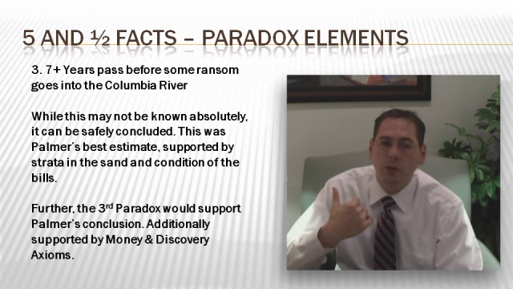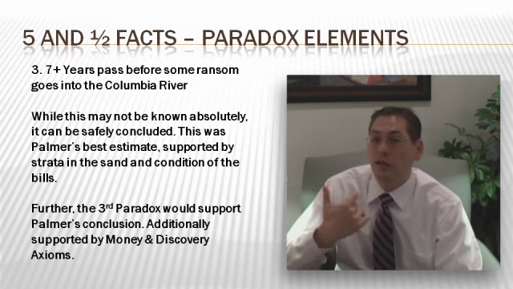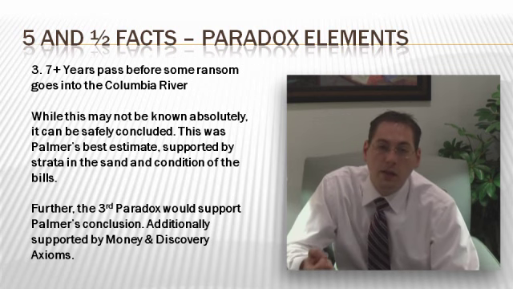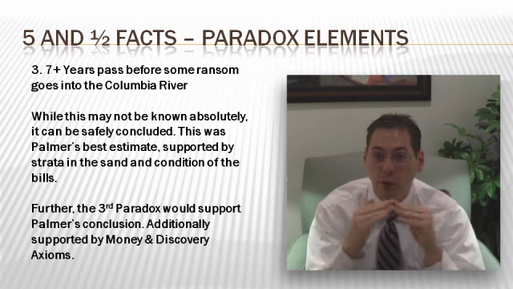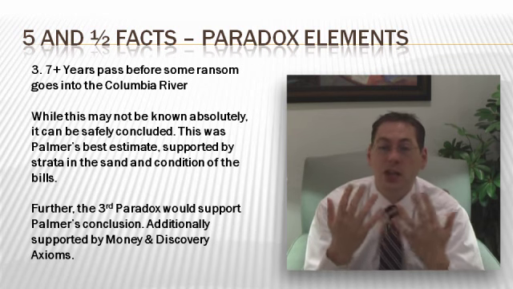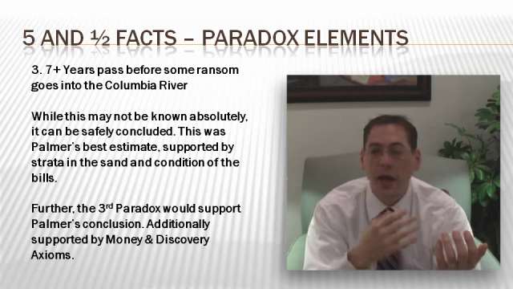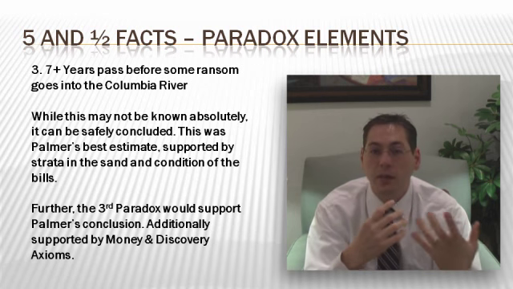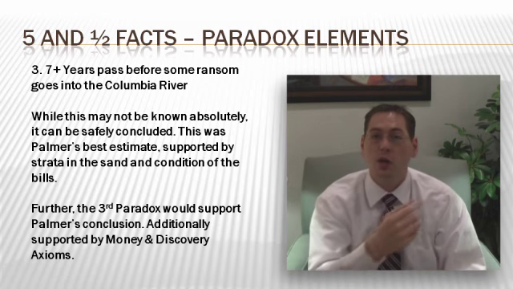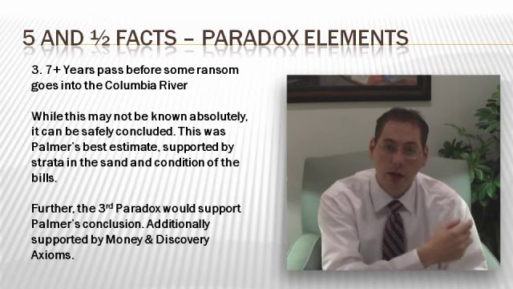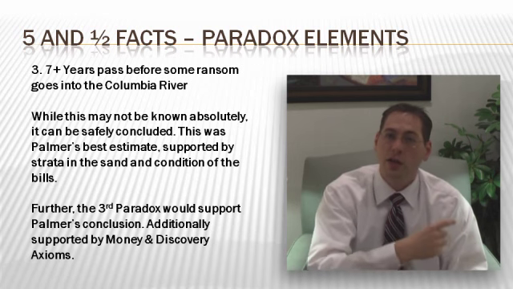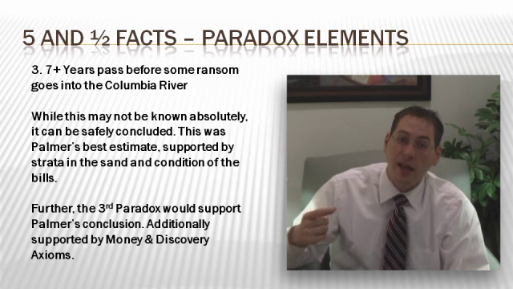The third paradox supports Palmer's conclusion, and it's supported by the axioms we discussed in a previous video, the money and discovery axioms. They actually reinforce each other, and the money axiom states that the money is easier to find the day it shows up, and so therefore it favors a more recent money arrival. You see, because if the money showed up in 1971, it's actually easier to discover the money in 1971, yet it's not discovered until 1980.